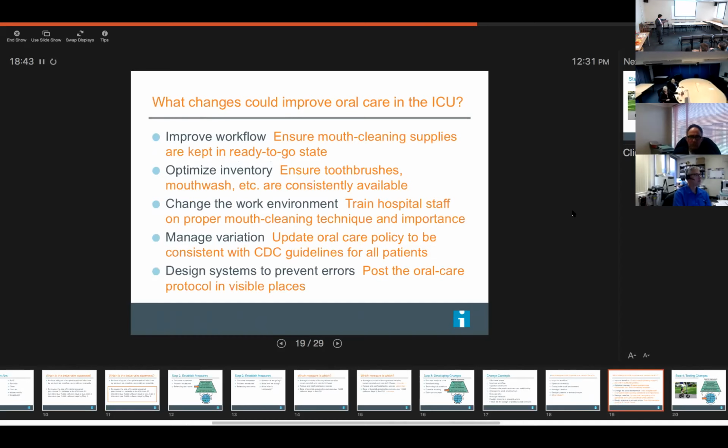Okay, so here's what they suggest. Ensuring the supplies are there, and make sure that the supplies are consistently available, not too much, not too little. Training, policies, and auditing against protocols.